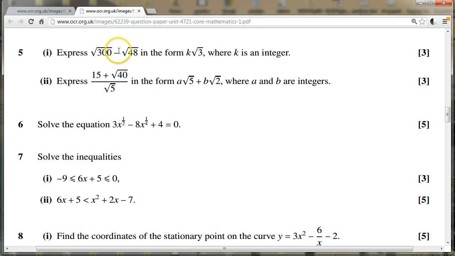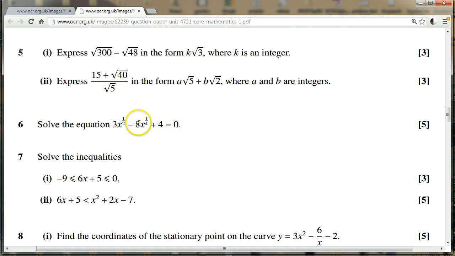5 is thirds. Again, this is going to be easy. K root 3, so that's 100 times 3 there, which is good. And this is 16 times 3, so that's good. This in the form a root 5 plus b root 2. So split the fraction up. That will be easy to get as so many root 5s, won't it? By rationalising the denominator. And this is root 8 when you divide the 2, isn't it? And that would be 2 root 2, so that's a nice easy question again.